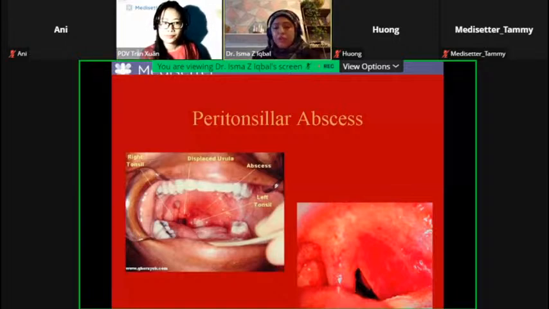And we would use some special forceps to open up the area to allow any pus that's deeper to come out.